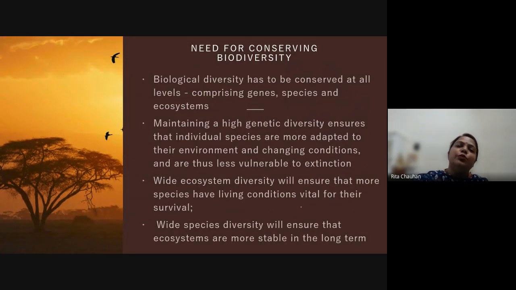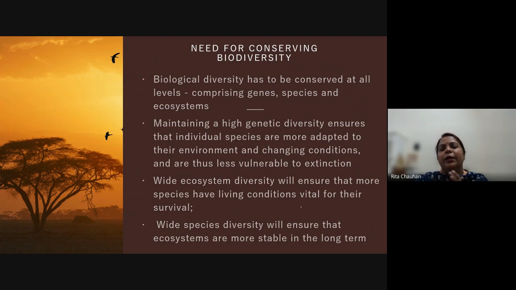So there is a need to conserve biodiversity at all levels: at gene level, species level, and ecosystem level. Okay, so how can we conserve at gene level? We should ensure that we have more and more genetic diversity.